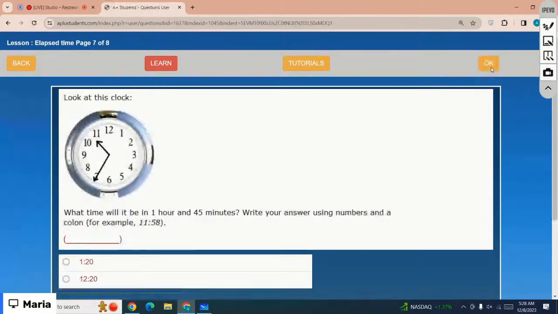Okay, look at this time. What time will it be in 1 hour and 45 minutes? Which is the correct option? Yes, after 1 hour and 45 minutes, that would be 1:20. Option number 1 is the correct option. It is 1:20 after 1 hour and 45 minutes.